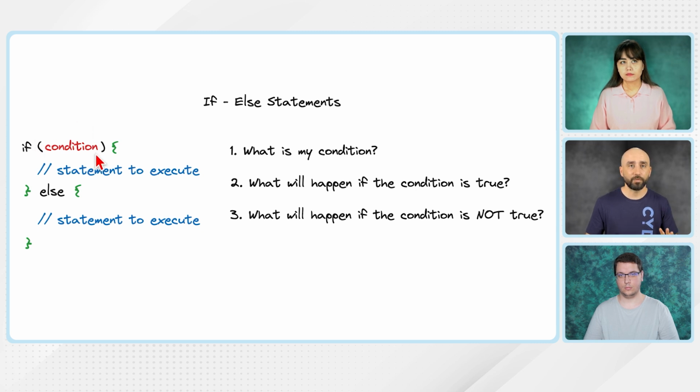Let's go through the syntax first on the left side. If, open and close parentheses, inside the condition, and then your curly braces, and the statement to execute if the condition is true. Then else, open and close curly braces, and inside, the statement to execute. This last statement to execute inside the else means if the condition is not true. And then again, if you're writing an if else statement, you can answer these three questions yourself. One, what is my condition?